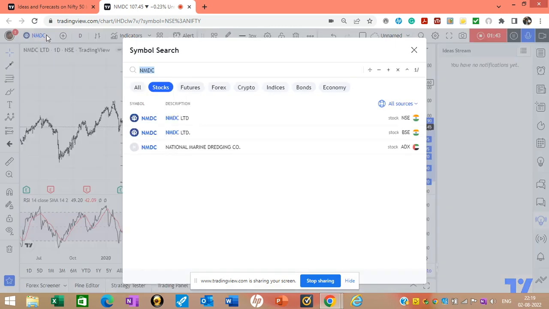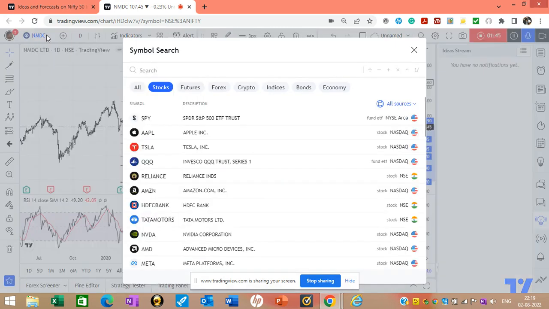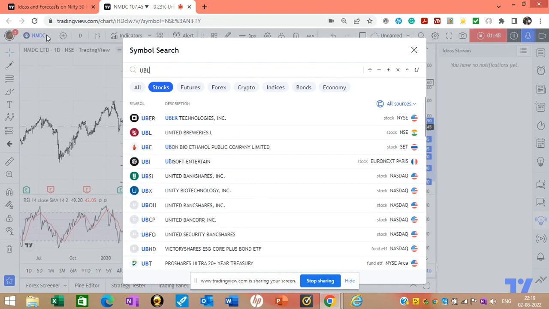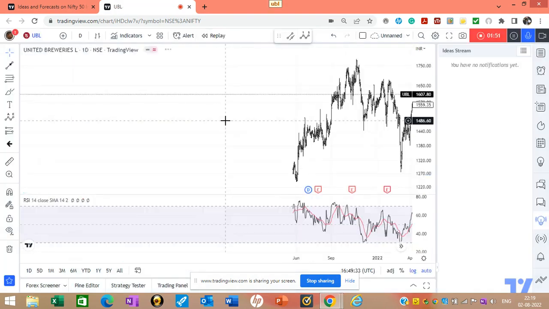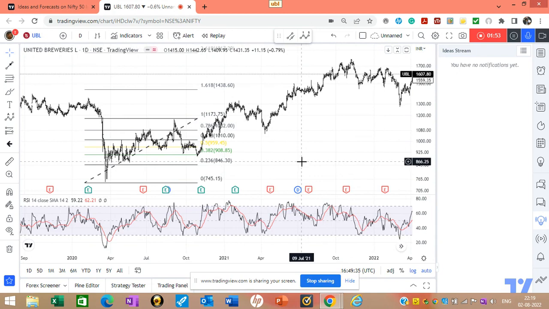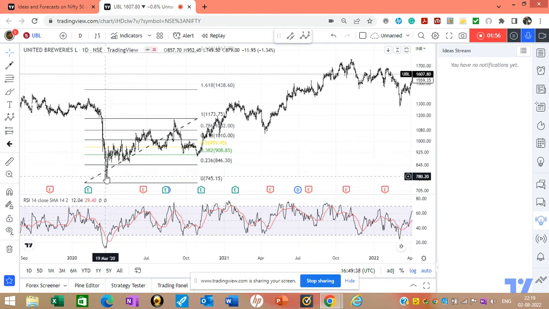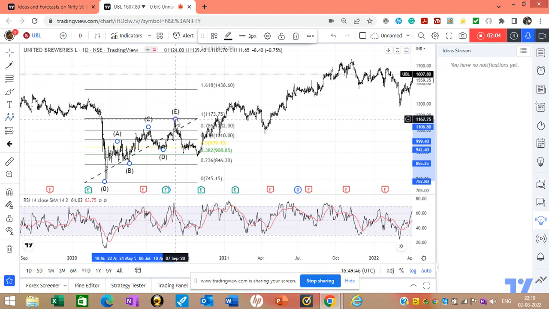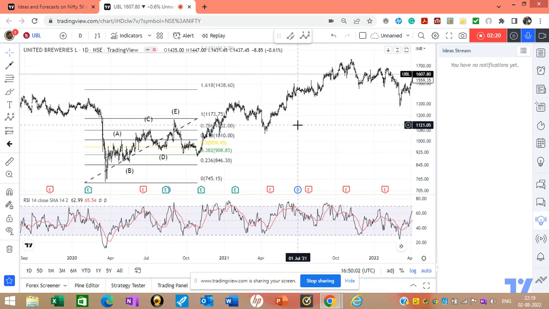Another example would be UBL. This is United Breweries. Here also leading diagonal pattern like this: A, B, C, D and E. If you look at the retracement level, then it is around 61%, right? Now this is leading diagonal patterns appearing as wave 1.